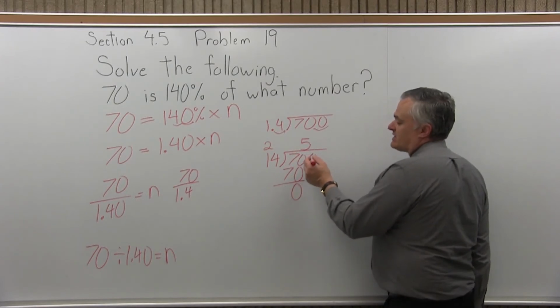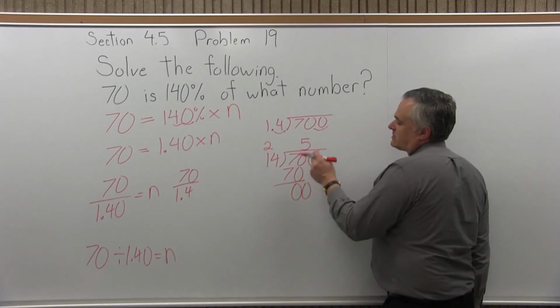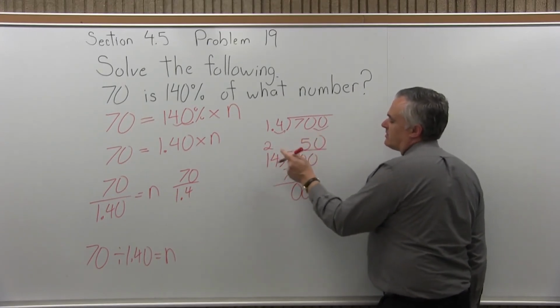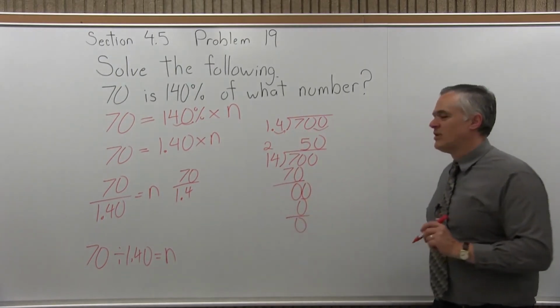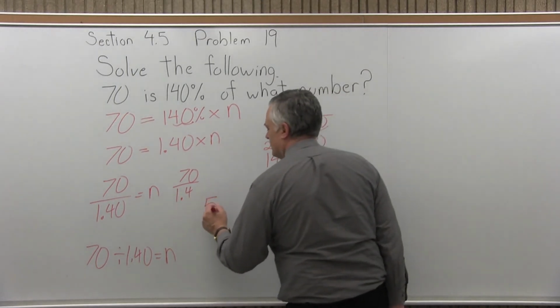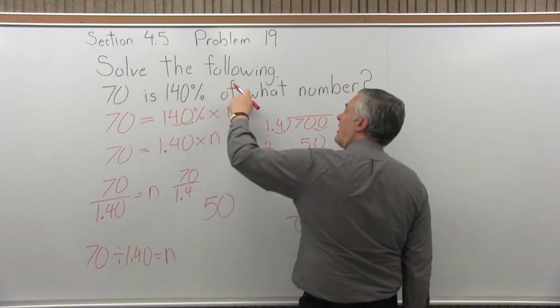I have another digit, which is a 0. Bring that down. So 0, 0. So something times 14 is 0. Well, must be 0. 0 times 14 is 0. Subtract 0 minus 0. No remainder, fits in perfectly. So the answer is 50. So 70 is 140% of 50.